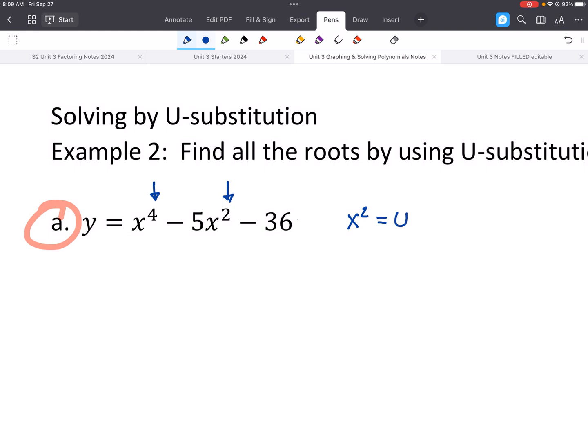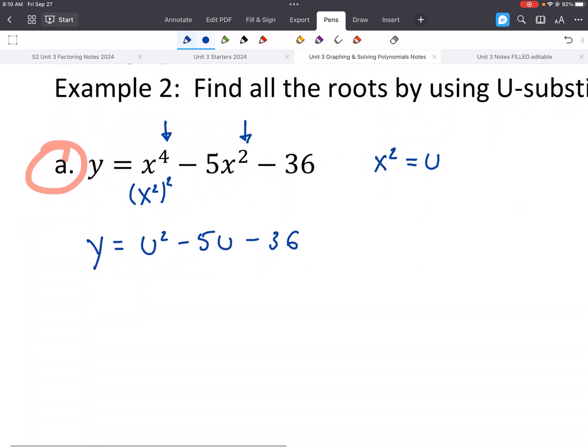We'll just call it u. Okay, so here this would be x squared, squared. So when we substitute, we're going to end up getting u squared minus 5 times u minus 36. So it ends up turning this 4th degree polynomial into a quadratic. It's not really a quadratic because we're going to have to substitute it back eventually, but at least we can solve this part by factoring.